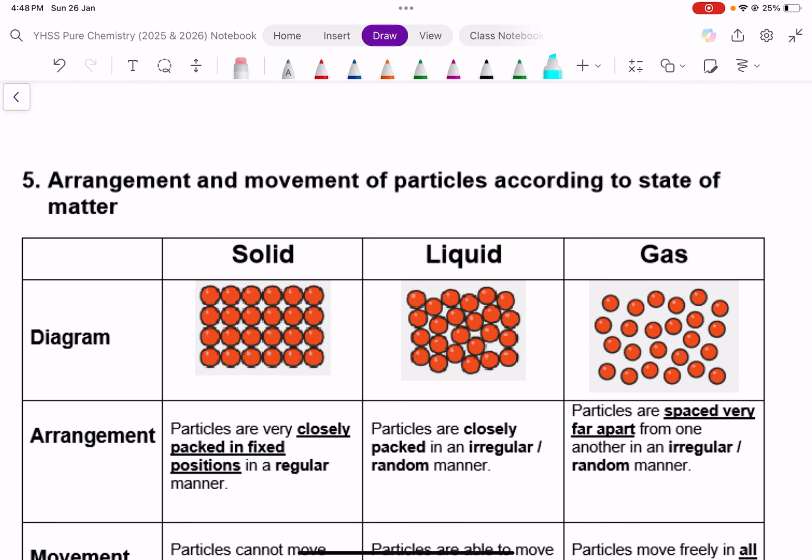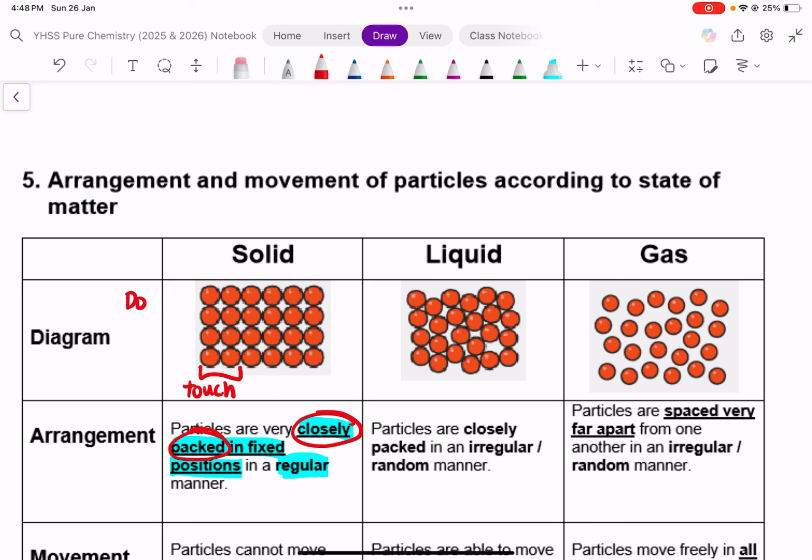Now, in terms of arrangement in a solid, the particles in a solid are very closely packed in fixed positions in a regular manner. So firstly, how do I represent that it's closely packed? I represent the closely packed by ensuring the particles are touching each other. Now the key word here is touching each other.